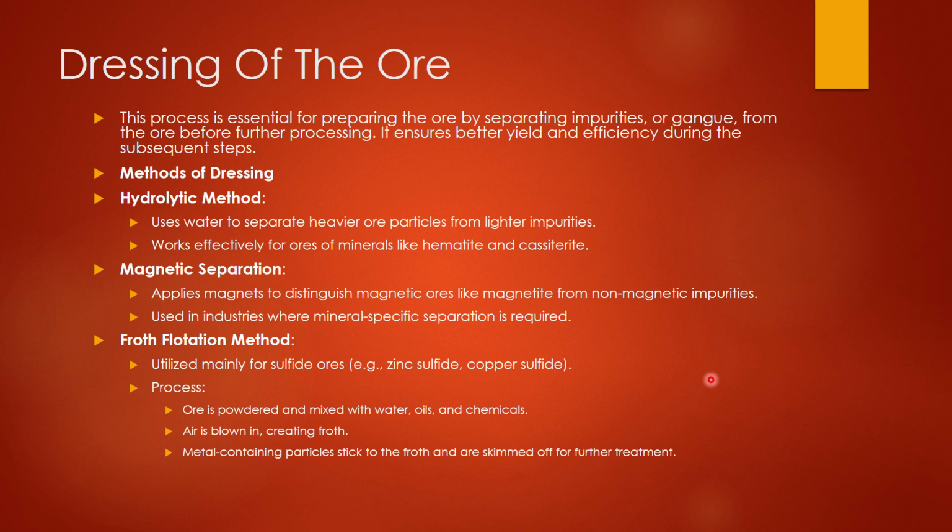Methods of dressing. There are four methods of dressing, but I have mentioned only three because the fourth one is not so important. It's just a simple method. I'll explain it by mouth, but these three are important. First method is the hydrolytic method. This uses water to separate heavier ore particles from lighter impurities. As you all know, ore is heavier than impurities always. It works effectively for ores of minerals like hematite and cassiterite. Hematite is the ore of iron oxide and its formula is Fe2O3, and cassiterite.